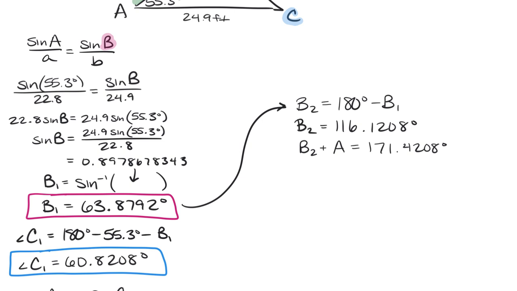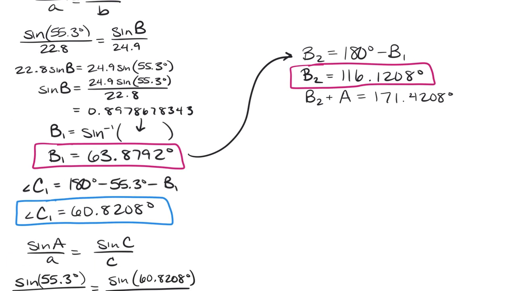So here's what we're going to do. We're going to put a box around B2. We already found it. That's nice. How do we get the other one? So now we have angle A. We have the second version of angle B. How do we find the second version of angle C?